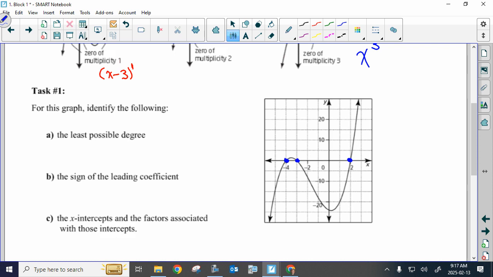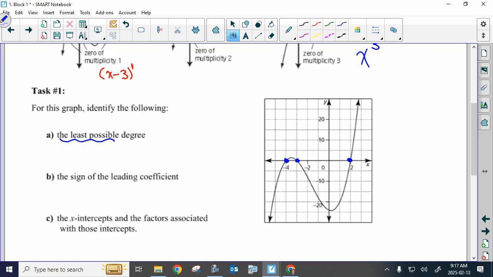I need you guys to not feel flustered by. So when you come in and I say least possible degree, technically if this graph went on forever, there could have been further bends making it like a degree 5. Okay? But from what we can see, what's visible right here, we know it's degree 3. So don't get flustered by the least possible.